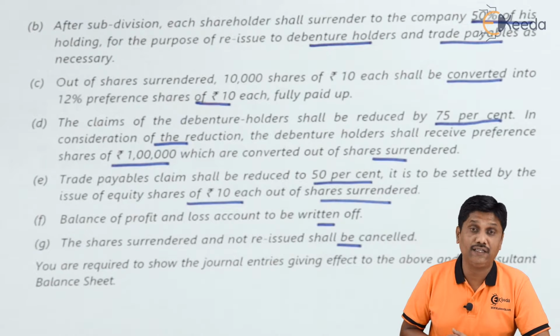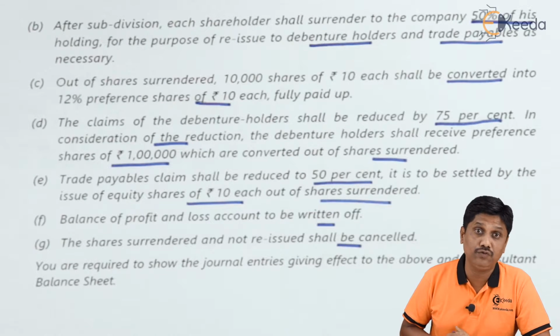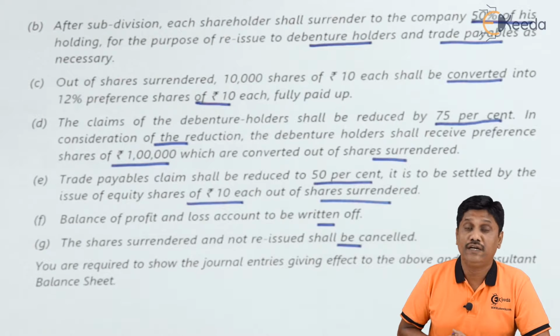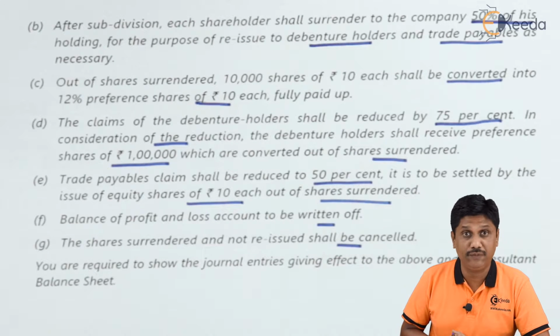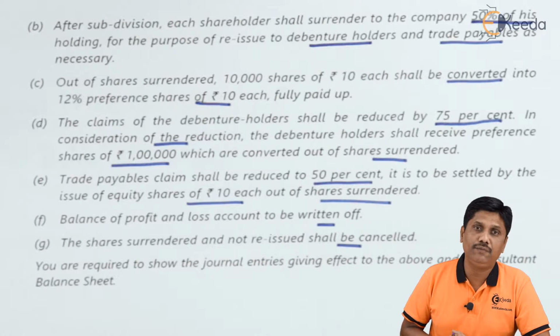So they are saying that they will surrender, and these shares were used to settle our liabilities towards debenture holders and trade payable. Let us pass the entry for surrendering 50% of their holding. Your entry will be equity share capital rupees 10 account debit to share surrender account. Let us record the entry.